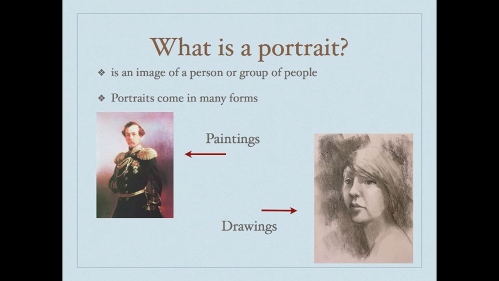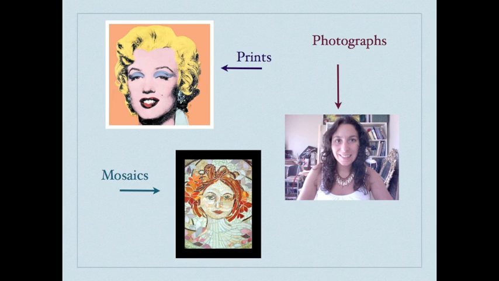So, what is a portrait? A portrait is an image of a person or a group of people. Portraits can come in many forms. They can be paintings, drawings, photographs, prints, or mosaics.